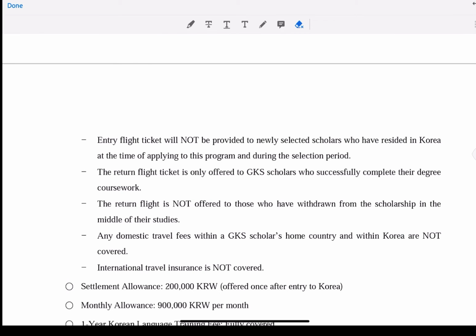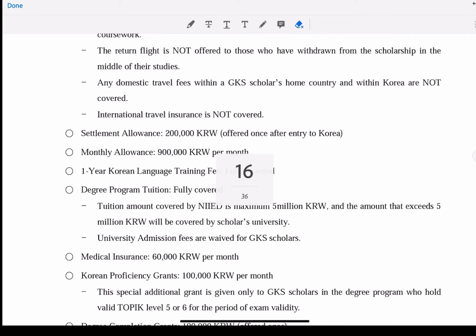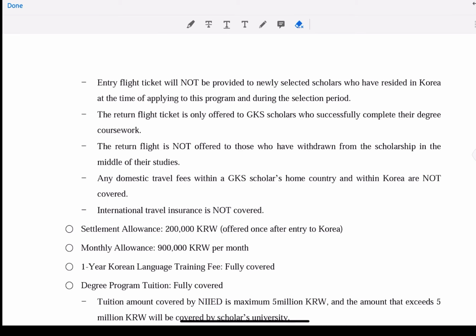And also a return ticket is only offered to those candidates who wish to return to their home country after the completion of the scholarship. A settlement allowance is given when you first arrive in Korea, that is 200,000 Korean won, and a monthly allowance of 900,000 Korean won per month is also given. And the 1 year Korean language course is fully covered by this scholarship.